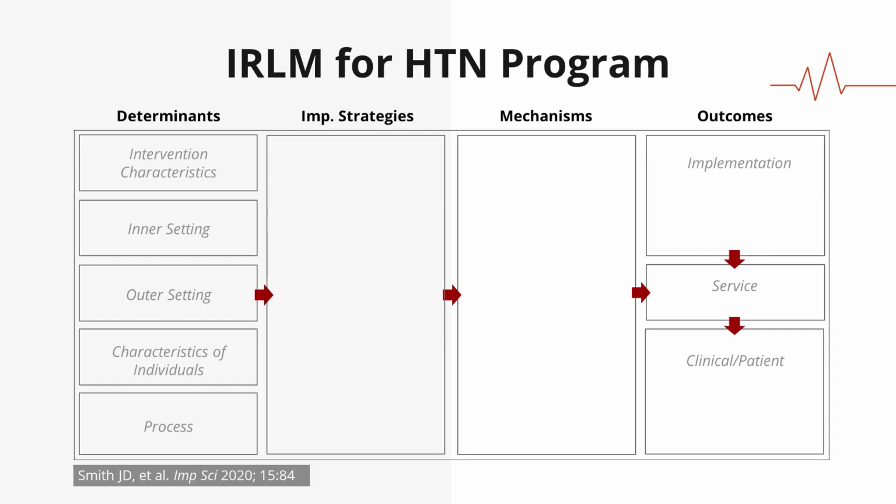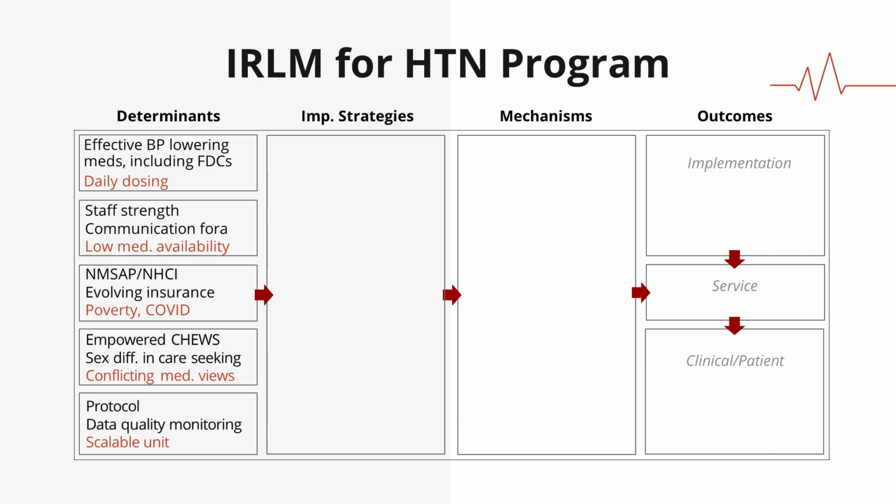Using this formative research, the quantitative and qualitative information that we collected, we've plugged in the key facilitators in black and the key barriers in red. So for example, there are effective blood pressure lowering medications, including fixed dose combinations, that can allow for easier, faster, well-tolerated blood pressure control. But the challenge of a pill-a-day approach, or daily dosing of blood pressure lowering, has inherent limitations to longer-term strategies, such as depot injectables, which aren't available currently for blood pressure lowering, but are available in other conditions.